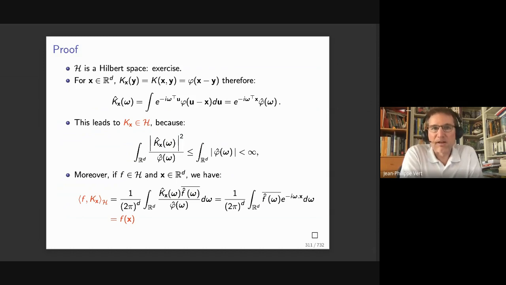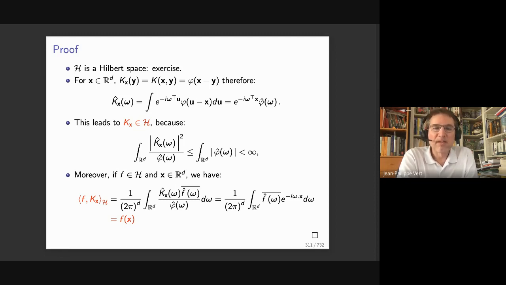Therefore, when we want to compute the integral of Kx hat of omega squared divided by phi hat of omega, we obtain the module of phi hat of omega squared on the top, divided by phi hat of omega. So one of them disappears, and we just obtain the integral of phi hat of omega. And remember that in the assumption of this theorem, we assume that phi and phi hat are integrable, so this is finite. And so we get that Kx is in the space capital H.